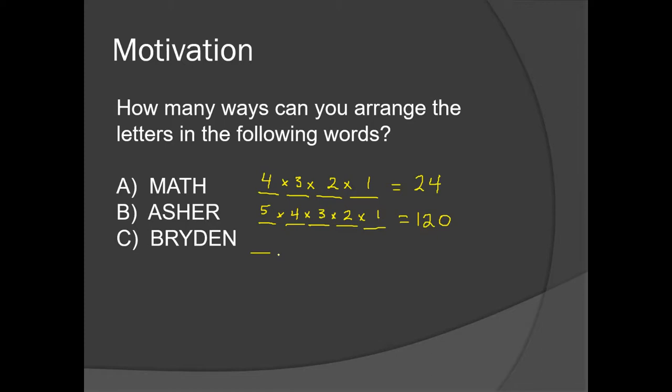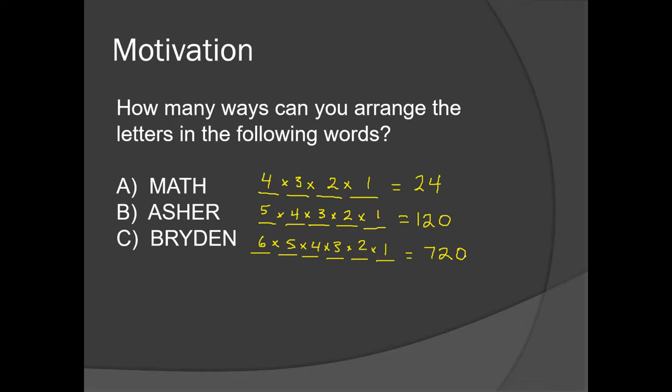This gives you 120. And for Brighton, you must get the pattern by now. 6 choices, 5, 4, 3, 2, and 1. And this multiplies to 720. 720 different ways to scramble the letters in Brighton.